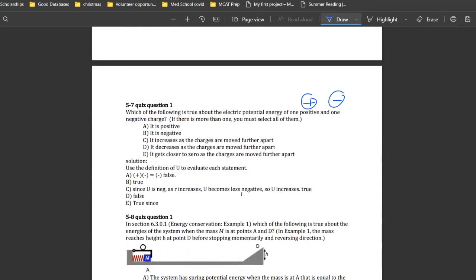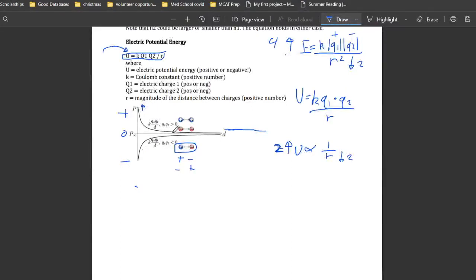So 5-7 quiz question 1 states, which of the following is true about the electric potential energy of one positive and one negative charge? If there is more than one, you must select all of them. Answer choice A says that the electric potential energy between the two charges is positive. B says it's negative. C says it increases as the charges move farther apart. D says it decreases as the charges move farther apart. And E says it gets closer to 0 as the charges are moved farther apart. So this is based on the graph that we just analyzed.